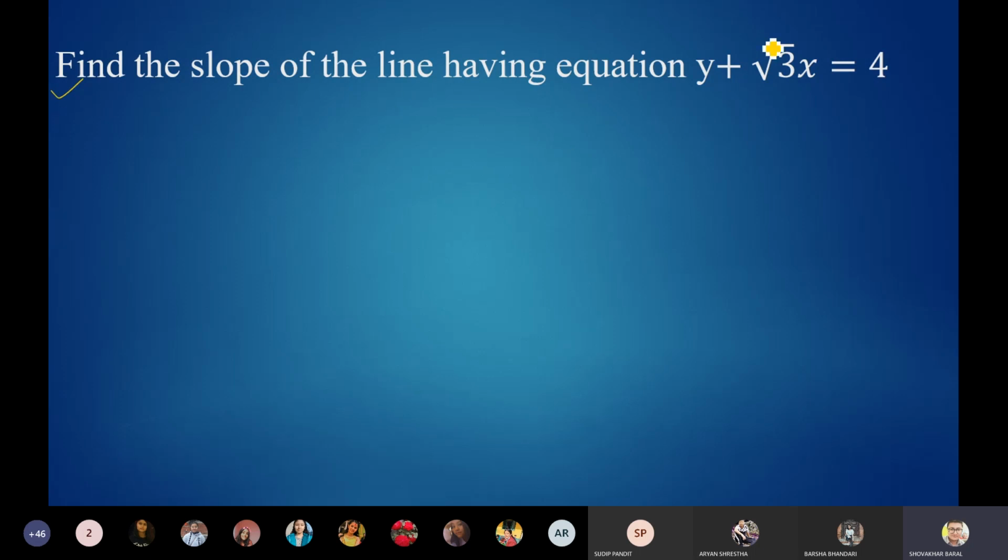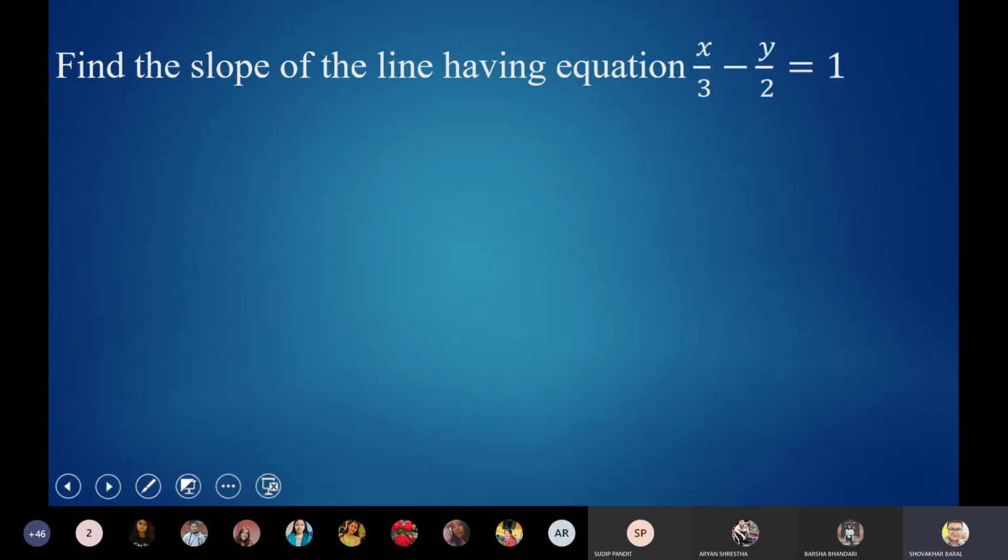So don't get confused if it is in the format of y at first and then x. It is your duty to rearrange them. At first rearrange them in the format of x at first and then y and then constant. You need to rearrange them at first.